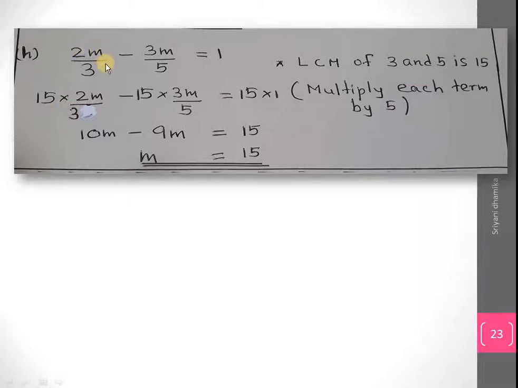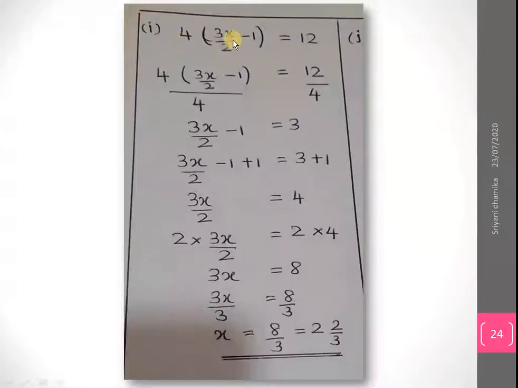When first term multiply by 15, the answer is 10m, because 3 times 5 here, 5 into 2, 10m. Then subtraction mark. Here 5 times of 15 is 3, 3 into 3, 9m, equal 15 into 1, 15. So what is the answer when simplify these unknown terms? 1m, or m equal 15. Now see the next one.